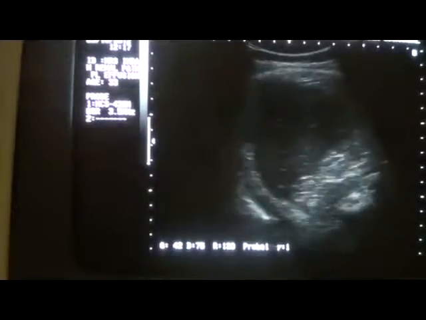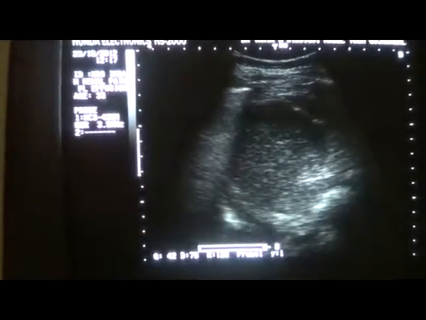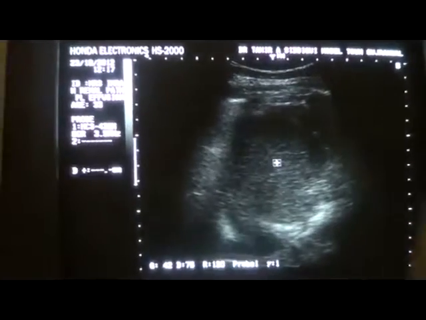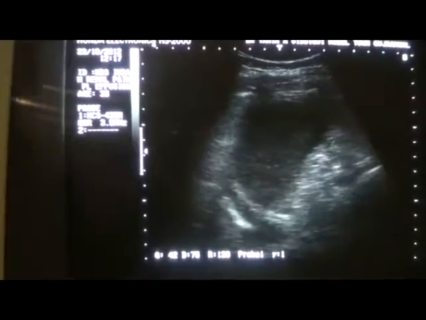There is fluid in the pleural space. There you can see. Now this is the lung tissue. This is the lung tissue.